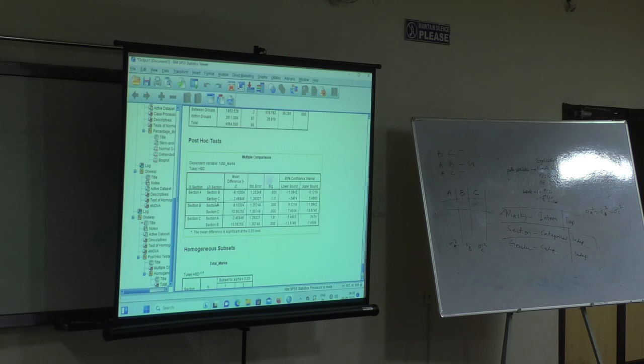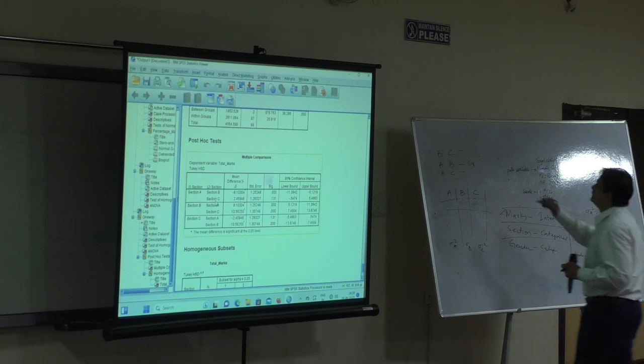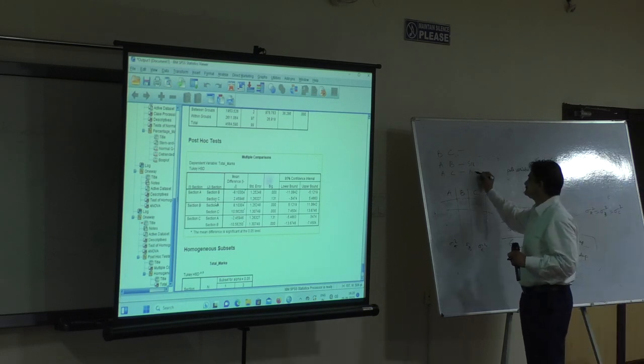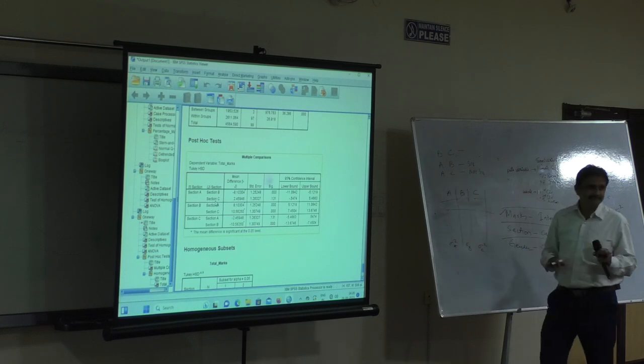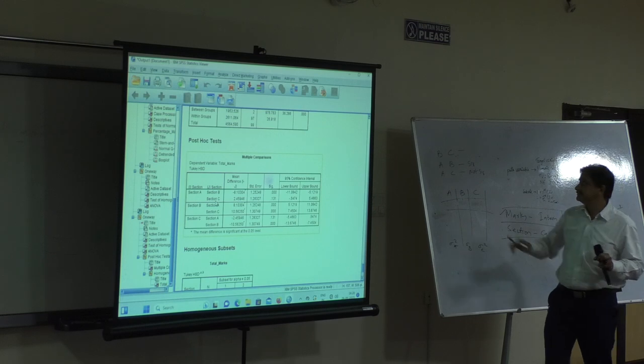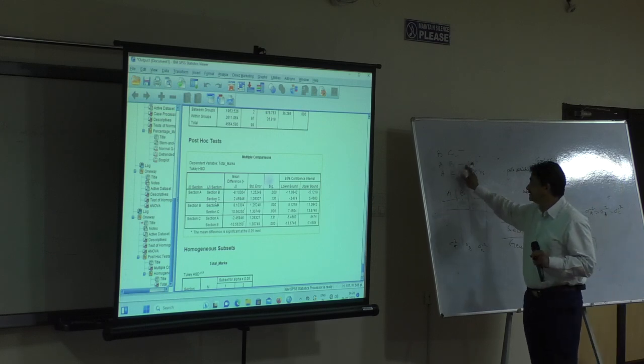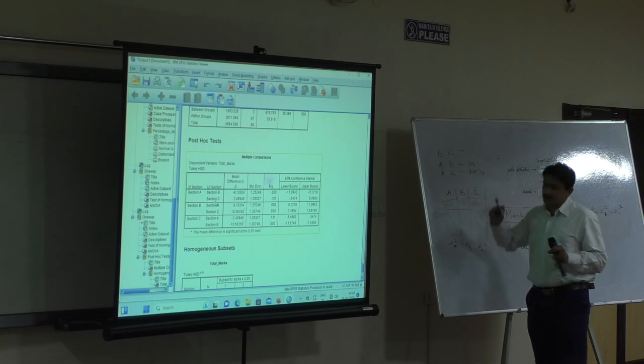0.131. Is it significant? That means not significant. That means what? A and C are the same. A and B are significant. A and C are the same. Now what about B and C?